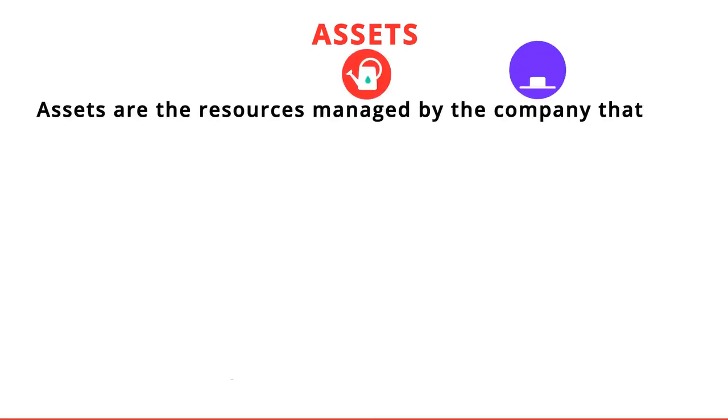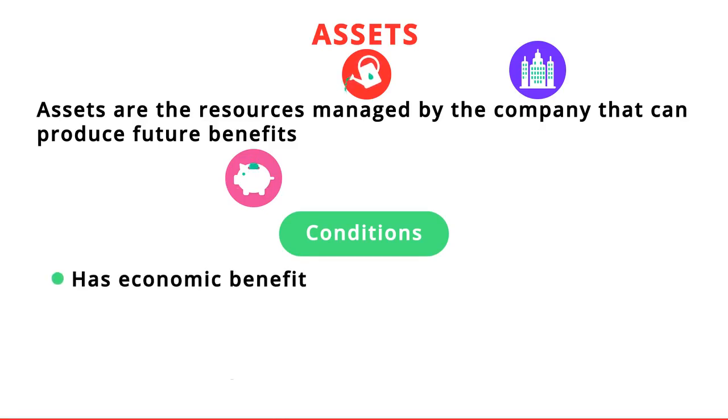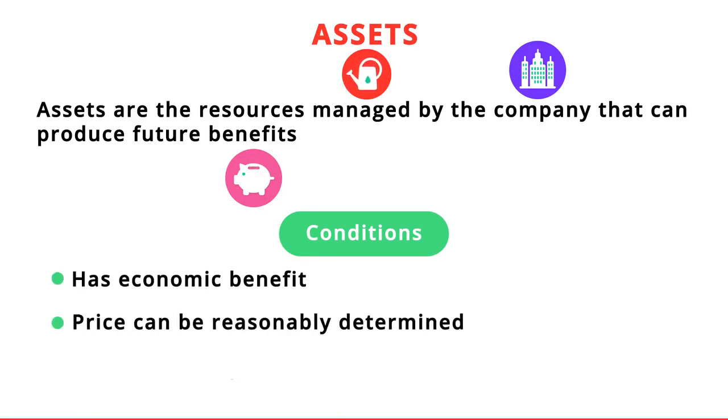So what do we mean by assets when we say the balance sheet is made up of assets, liability, and owner's equity? Assets are the resources managed by the company that can produce future benefits. The asset must fulfill three major conditions before it can be referred to as an asset. Number one, it must have economic benefit. The asset must have a price that it can be reasonably determined by, and it must have an original price. The assets are what the company owns and uses to produce economic benefit.